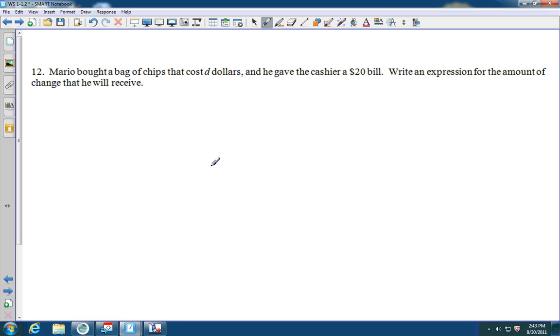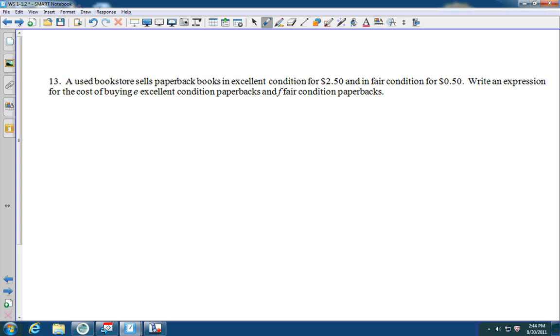Next one. Read this and let's write an expression for the amount of change that he will receive. It says Mario bought a bag of chips that would cost D dollars, and he gave the cashier a $20 bill. Well, you start with the $20 bill, and you'll subtract off how much the bag of chips costs, which is D dollars. The next one.